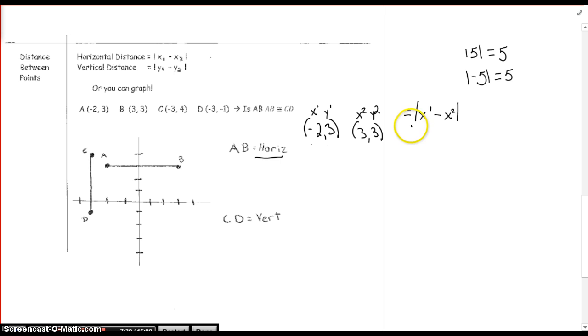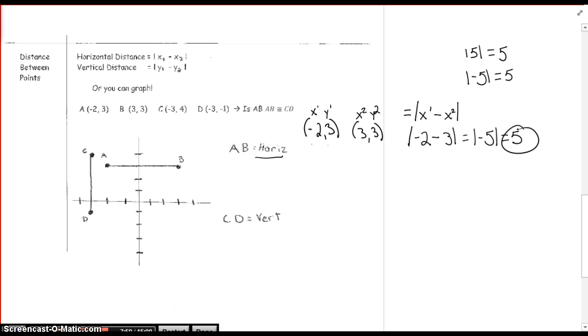So our x1 here is -2. Then that's going to be minus your x2, which here is 3. Now, -2 minus 3 equals the absolute value of -5. Luckily, just above, the absolute value of -5 equals 5. So therefore, the horizontal distance is going to be 5. And that is it there.